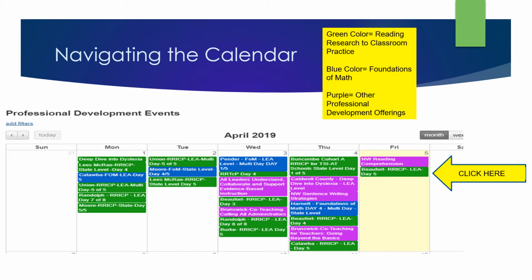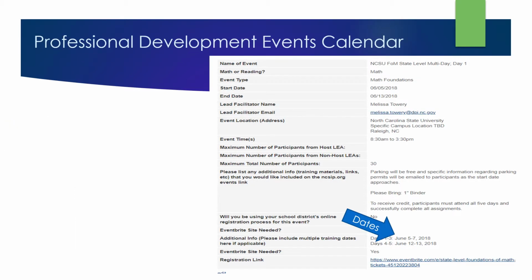Once I click on this tab, it's going to give me the details about that event. At the top, it has the name of the event. So for this particular one, it is a state-level multi-day course. It is a math course, the start date, the end date, who's teaching the course, any other information that might be provided, how many people can come, and then also details about what you need to bring to the course.